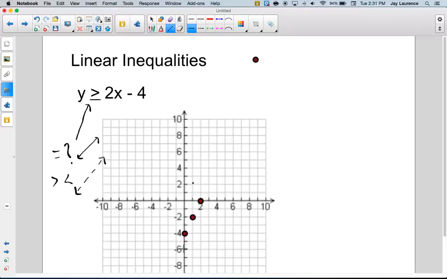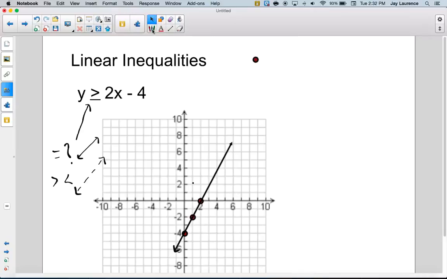Okay, and let's see, it's going to go down 2 and back 1. And it's going to go like this. Now, it looks like we're done. And some of you that rush through stuff are going to go, I'm done. No, you're not. You're not done. Because it's an inequality. There's shading involved. There are a whole bunch more answers than just the points that are on the line. There are other points. They might be above the line or below the line.